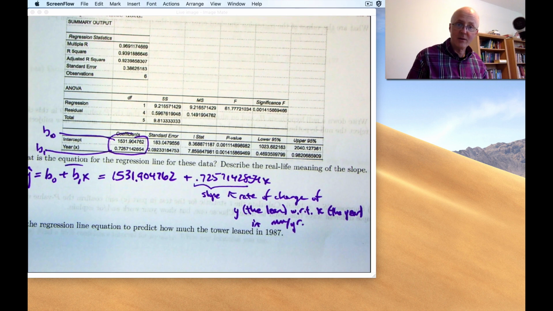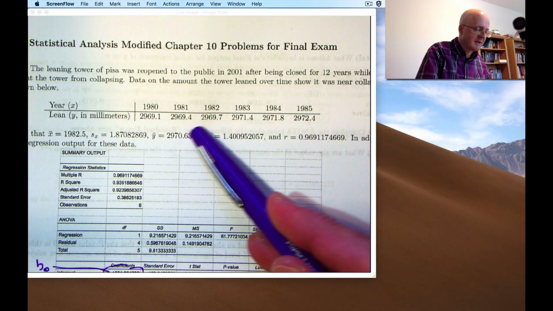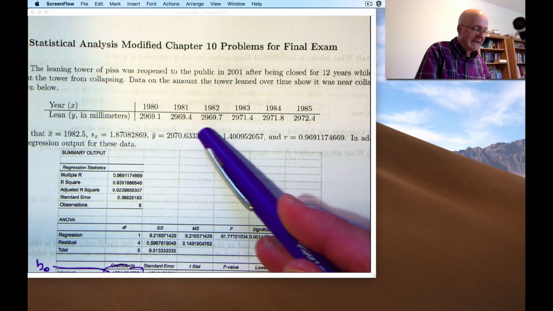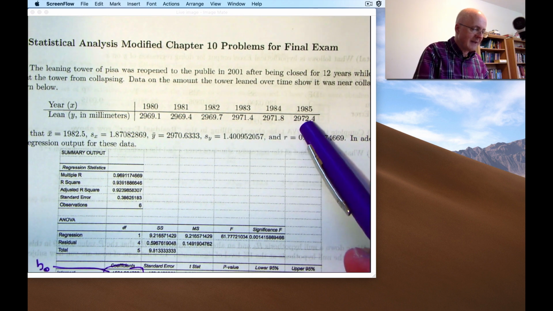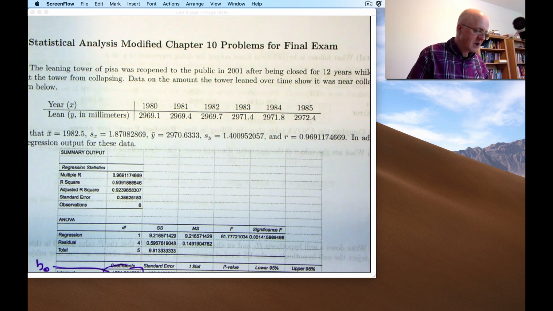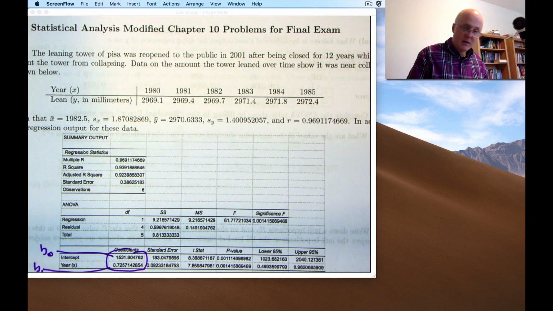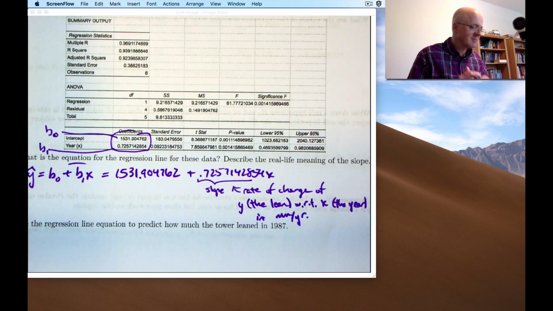And ideally, you'd even add more to that. You'd say, in other words, for every year that goes by, the tower leans another approximately 0.73 millimeters on average. Not necessarily exactly, but on average. If you calculate the change in the lean from year to year, taking all these data into account, and it looks like it's leaning more in that year from here to here and from here to here than in these years, for example, the change is more. On average, it would be close to 0.73 for that change. Okay? Not exactly, but somewhat close.